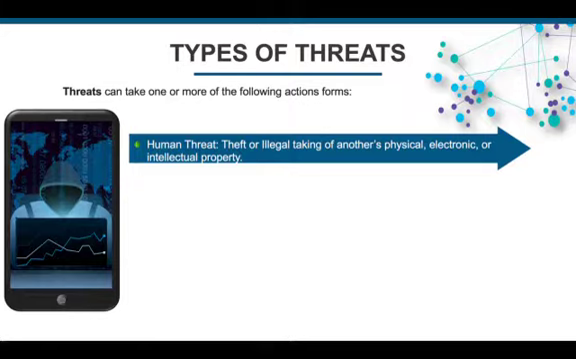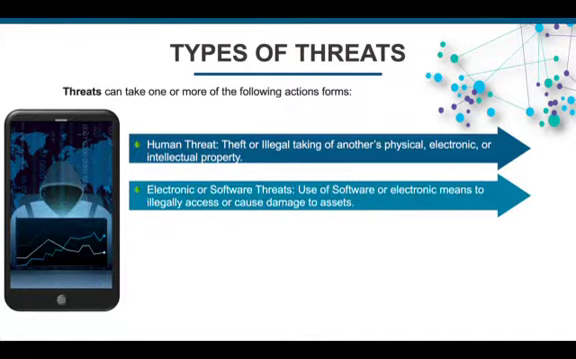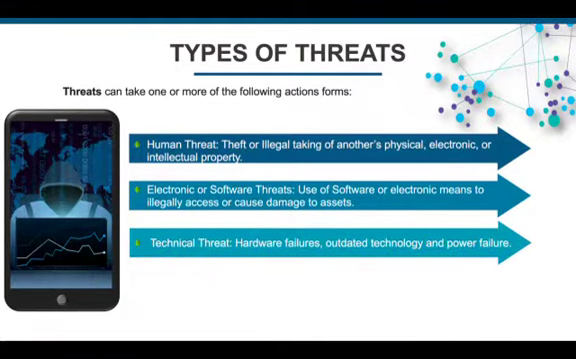So we have the human threat. With the human threat, maybe an individual or an organization takes another person's intellectual property or physical property. That could be a human threat. And then we have electronic or software threats. We have the use of software or electronic means to illegally access or cause damage to assets. And then we have the technical threats.